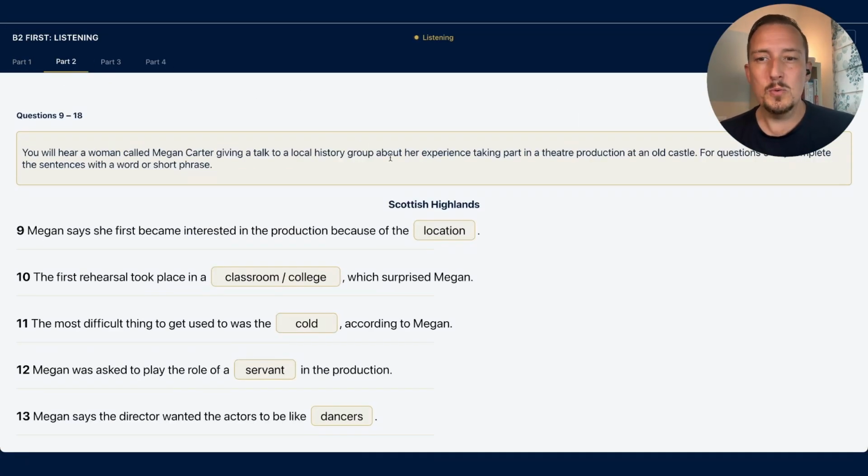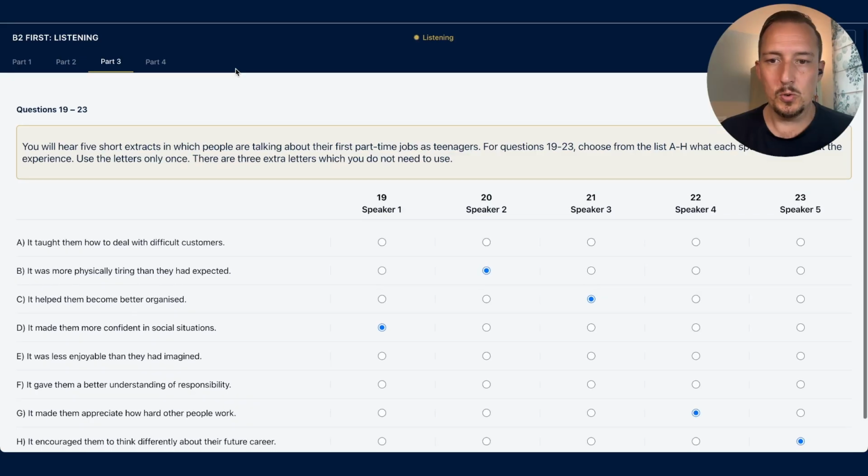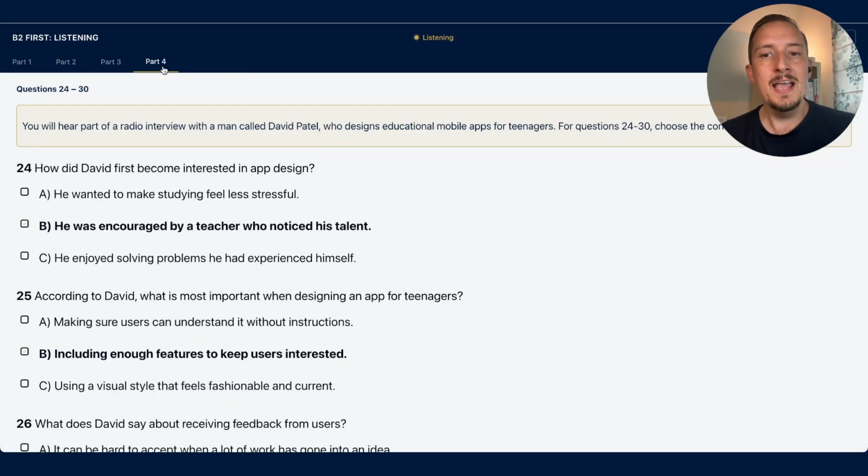For part 2, of course, it's a bit harder because you're having to type in a word, but again, just make sure you've got at least something in the gap that you think it might be. Again, for part 3, make sure every speaker has an option attached to them, and the same thing for part 4 as well.